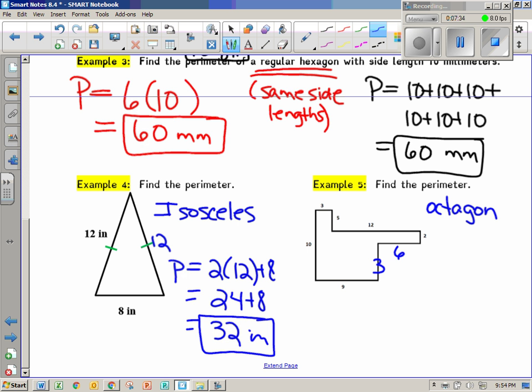So now when I total up all my sides, and I do expect you to show support, so just like I've been doing here, I like to circle where I start and then just move around in the same order every time so that I don't leave anything off. But I know I should have 8 figures to add up, so I've got 9 plus 10, 3, 5, 12, 2, 6, 3.